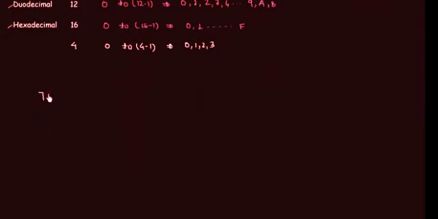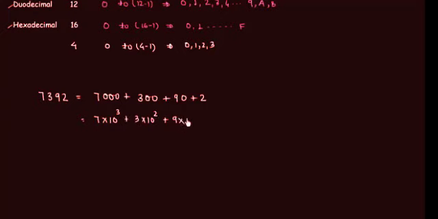The number 7392 can be written as 7 thousands, 3 hundreds, 9 tens and 2 ones. This is how we can write this number. Or I can write 7 multiplied by 10 raised to power 3, 3 multiplied by 10 raised to power 2, 9 multiplied by 10 raised to power 1 and 2 multiplied by 10 raised to power 0. This is how we can write the number 7392.